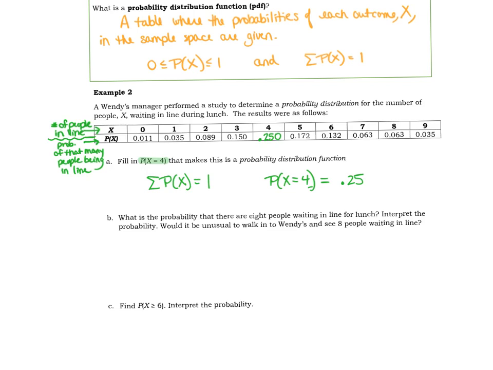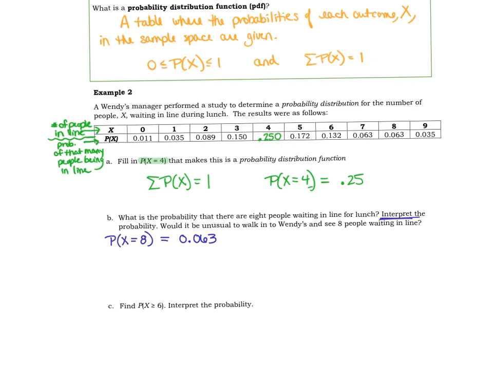What is the probability there are 8 people waiting in line for lunch? Interpret the probability. So what are we looking for? We're looking for the probability that there are 8 people waiting in line, so that X is 8. And when you go to the table and look down next to the last column, you find that the probability is 0.063. We need to interpret this probability.